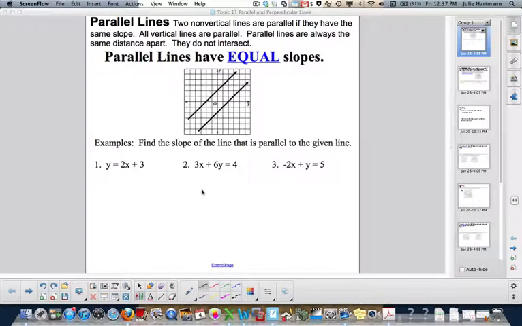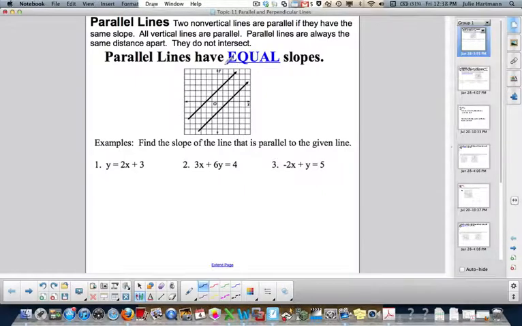Talking about parallel and perpendicular lines. This up here, you can read it, it's about parallel lines, what they are. They're always the same distance apart, they do not intersect. Key part right here is they have equal slopes. Okay, equal slopes, so that's one thing you want to remember.